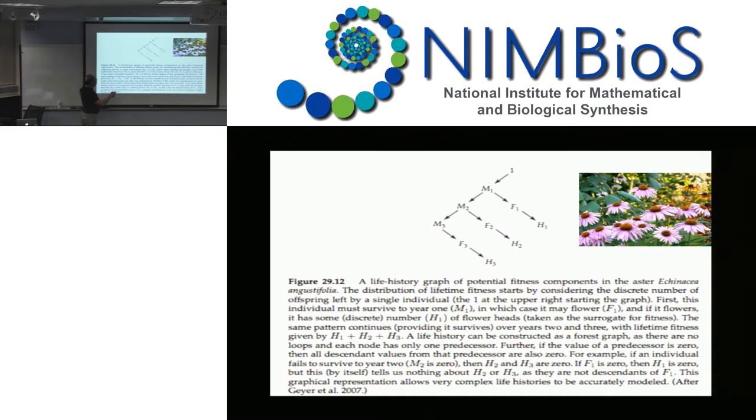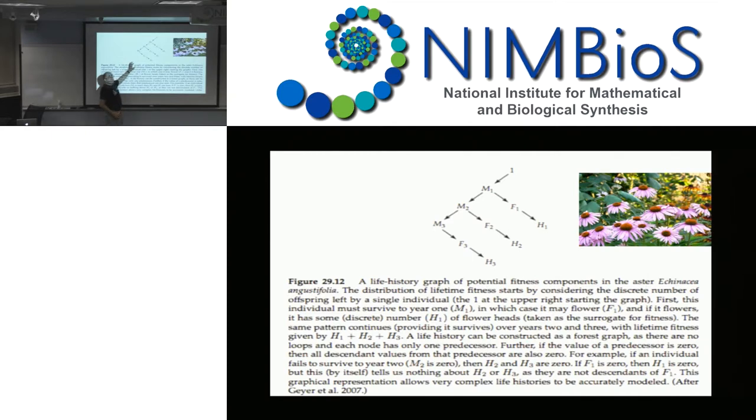But the second part is, if it survives, it could flower in year one. And if it flowers in year one, there's a certain number of flowers on it. So what you see here is this captures biology in a much more reasonable fashion. If they survive for just one year, you'd have this graph there. That'd be a nice linear progression, but you don't have that. So Aster models are extremely flexible because they allow you to capture things like this.